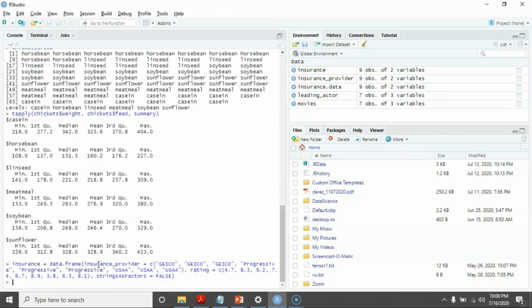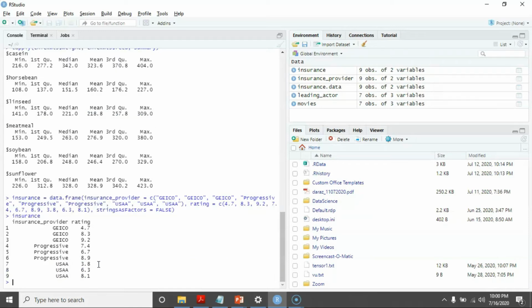Simply enter. My data set is actually created. Now I can just type insurance, and this is our data set. So total 9 instances, 2 attributes. One is insurance underscore provider, other is actually rating. Okay. So we want, what next? I have basically entered my data into our environment by using a data frame.